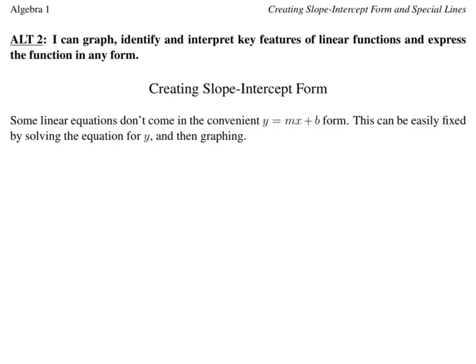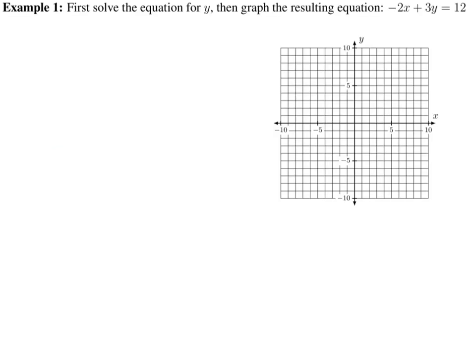So you can see at the beginning we have the second learning target. And then following that, it talks about how some linear equations don't come in the convenient y equals mx plus b form. The trick is to solve the equation for y and then graph. So let's do several examples. First of all, we've got this equation, negative 2x plus 3y equals 12.